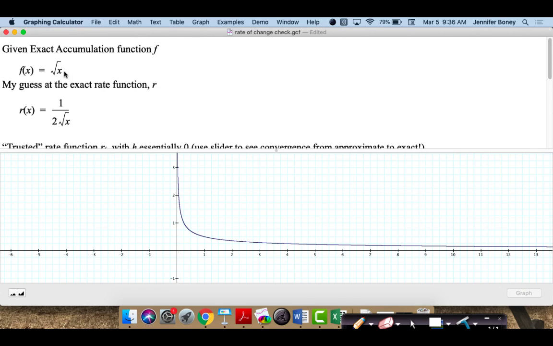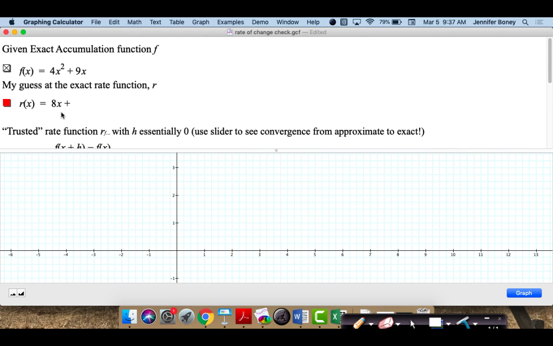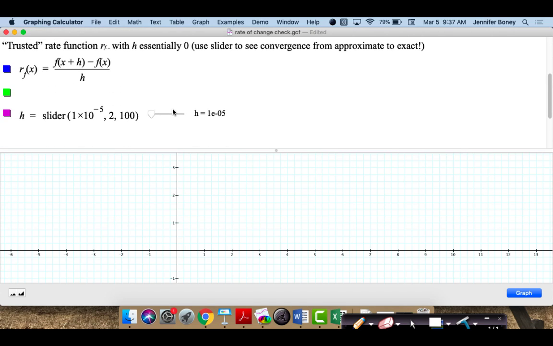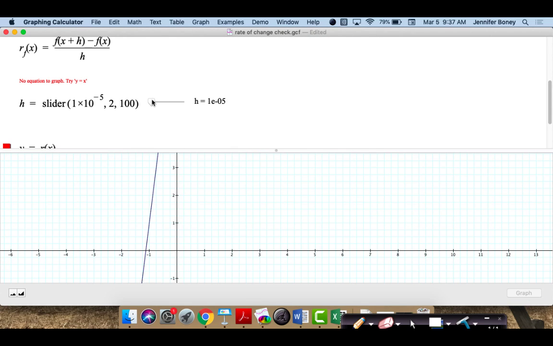If I say, all right, well, what if f of x is, let's see, what did I have before? Like 4x squared plus 9x, I think I had before. And we think that the derivative, the rate of change function, is supposed to be 8x plus 9. We would be correct, but you can check that. You don't have to do anything else with the rest of this. Just, all right, let's see if red and blue come out the same.